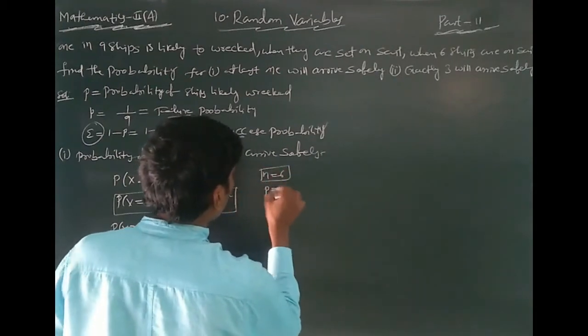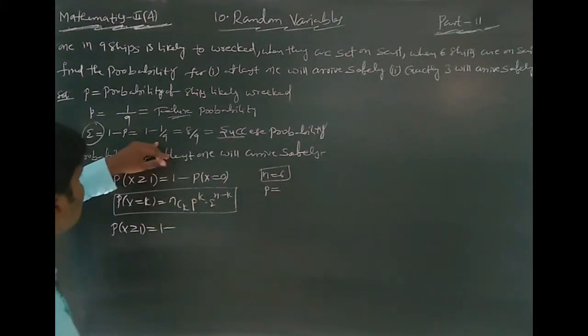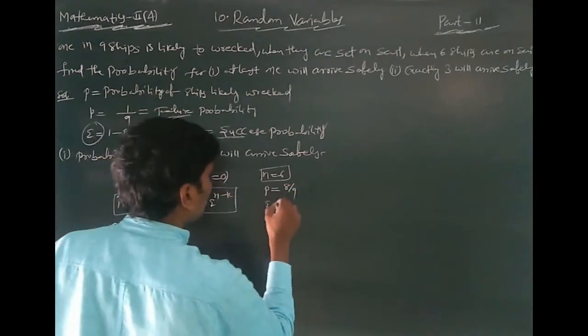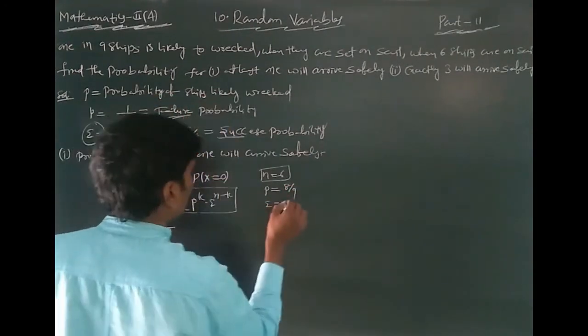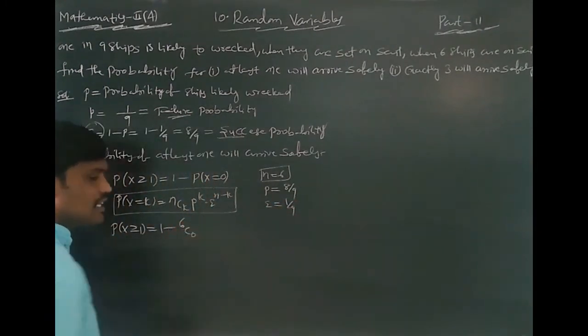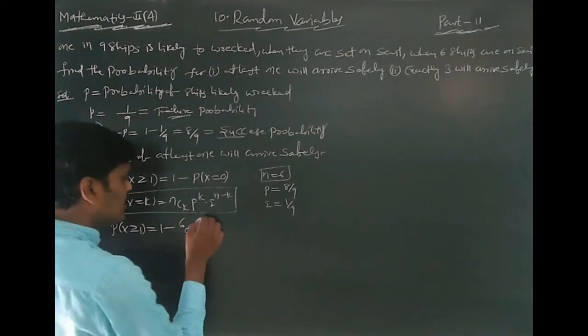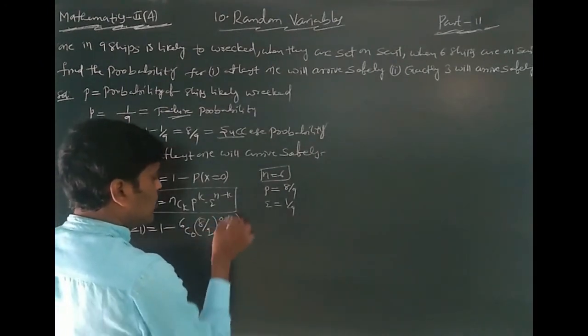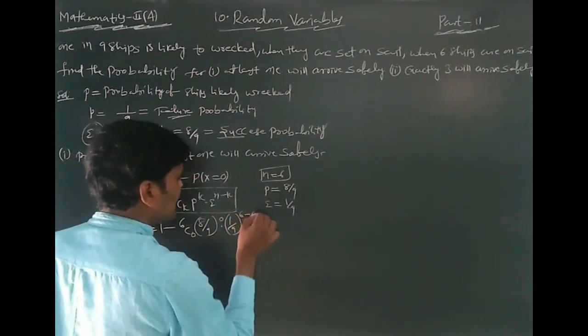Here P value is for success probability. What is the success probability? 8 by 9. Similarly, Q, failure probability is what here? 1 by 9. You have to take 1 minus 6C0, (8 by 9) whole power k value is 0, (1 by 9) whole power n minus k value is 0.